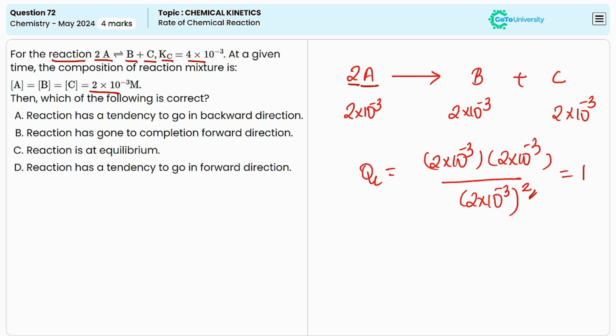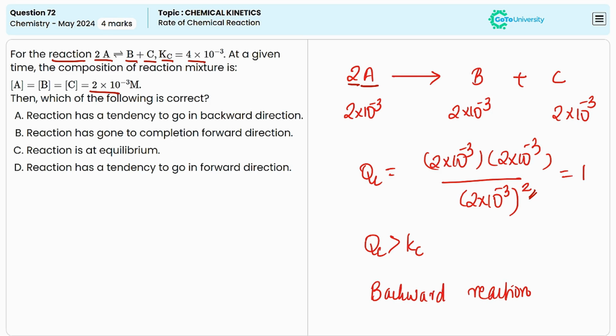So from this value we can see that Q is greater than Kc. That is, the value of the reaction quotient is greater than the equilibrium constant. It means the reaction will move in the backward direction. Now let's come to the options given here.